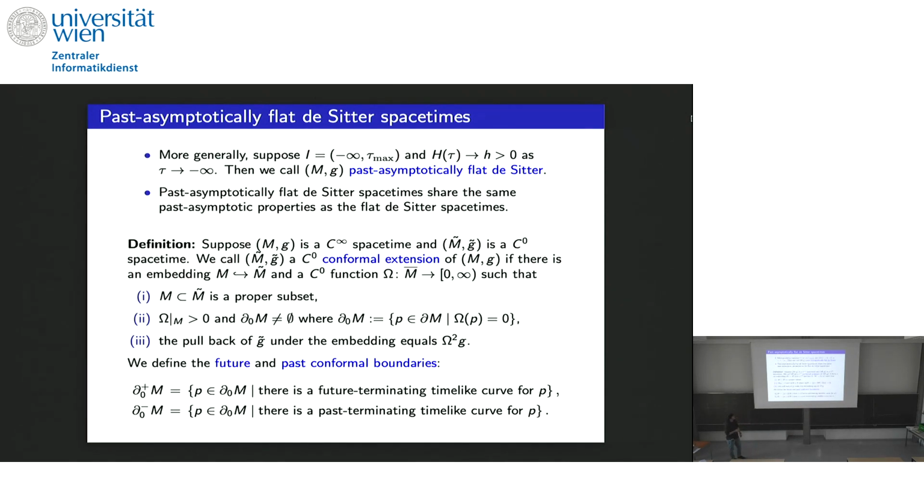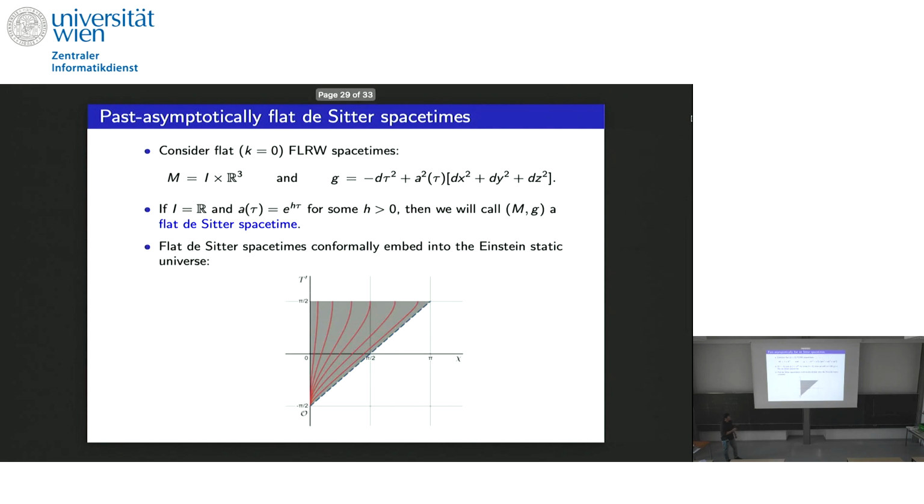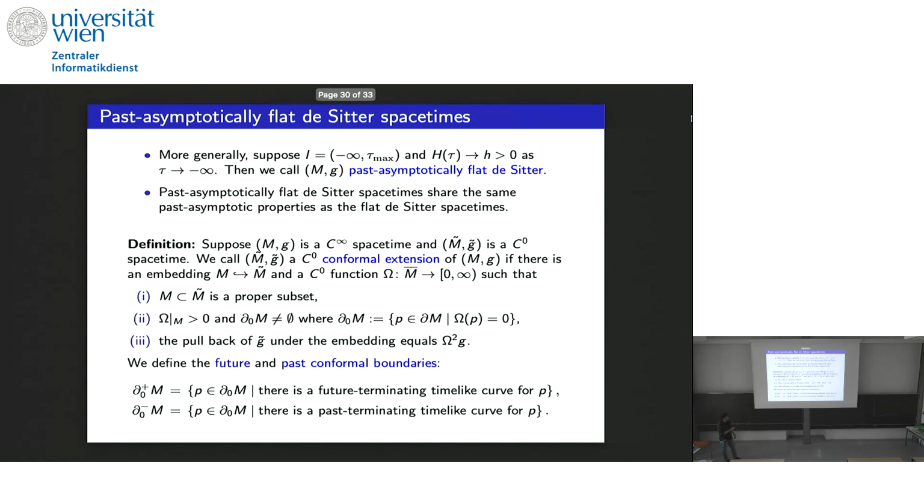Okay, so a little more generally, suppose that your interval goes from minus infinity to tau max, and H of tau goes to some positive number h, where h is the Hubble parameter or mean curvature. Then we call MG past asymptotically flat de Sitter. Basically, if you satisfy this assumption that the Hubble parameter just goes to a constant, then this picture is going to also hold essentially for these models. So it's not restricted to just pure de Sitter. It also works with asymptotic de Sitter.